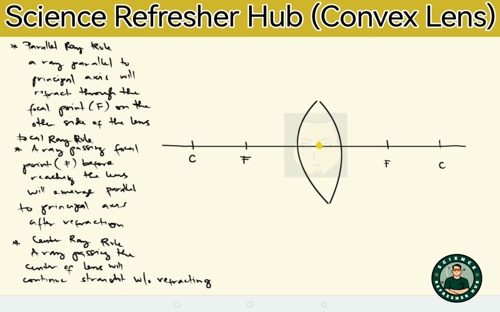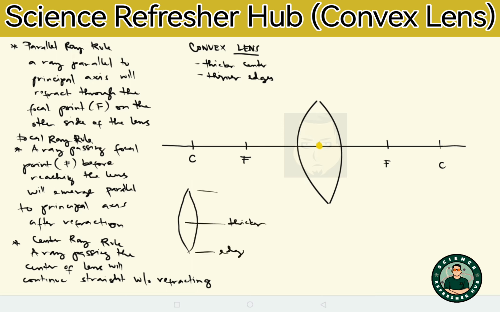Right, I have here the three rules in constructing a ray diagram in our convex lens. Remember, it's lens. The convex lens is characterized by a thicker center and then thinner edges. So if you will have to draw the convex lens, maybe you can have it this way. Here, it's thicker at the center, and then the edge is thinner.